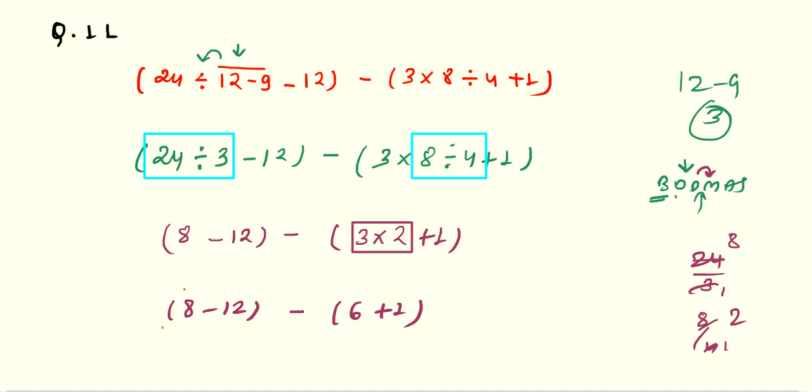Now 8 minus 12: we are subtracting 8, the smaller number, from the bigger number 12. So 12 minus 8 is simply 4, but we are subtracting the bigger from the smaller, so we have to write minus 4. Then minus 6 plus 1 is minus 5, so minus 4 minus 7... minus minus becomes plus, and 4 and 7 is 11. So the answer is minus 11. Now you can solve question number 11.